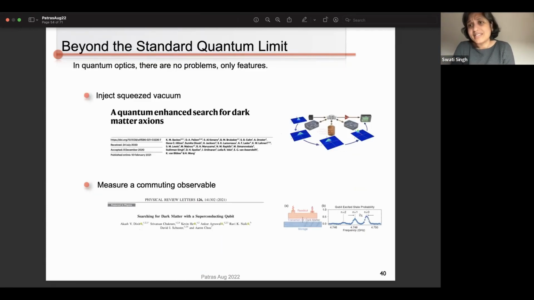So there are many ways to go around the standard quantum limit, because this was another thing that my advisor taught me, that there are no problems in quantum optics, only features. So the standard quantum limit is not a limit. You can, and Carl, I believe in 82, had a paper about it, just inject squeezed vacuum to go below the standard quantum limit, and this has already been implemented in a dark matter search.